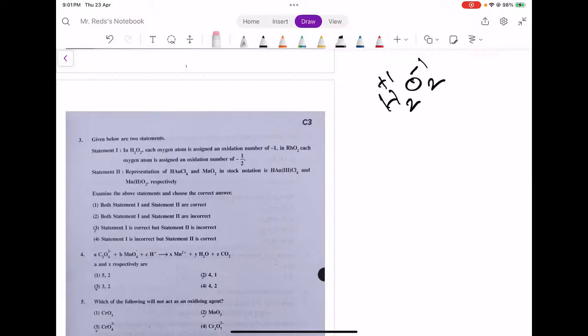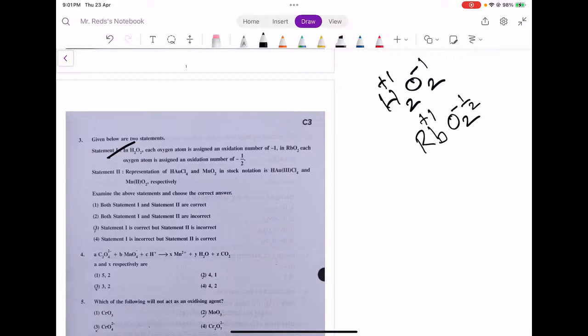RbO2, rubidium dioxide. Rubidium is a first group element. All first group elements possess +1 oxidation state. Here the sum of positive oxidation states is equal to the sum of negative oxidation states. Here each oxygen has -1/2, 2 into -1/2 is equal to -1. Statement 1 is correct, students. Next, let's go to the second statement.